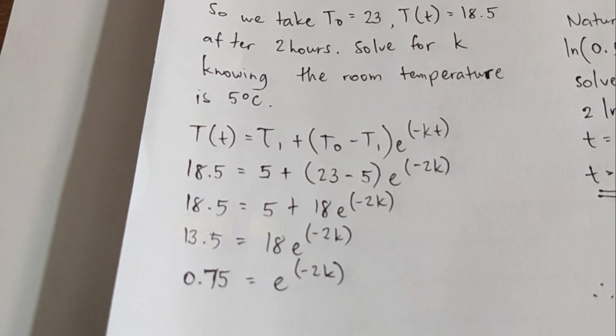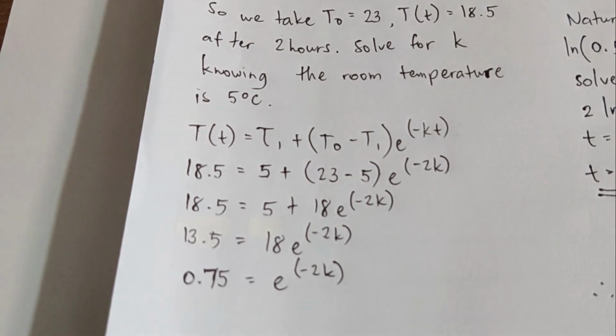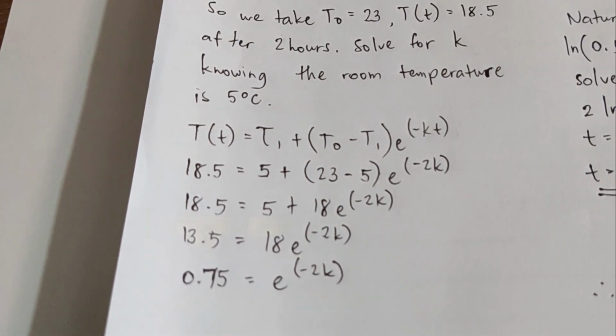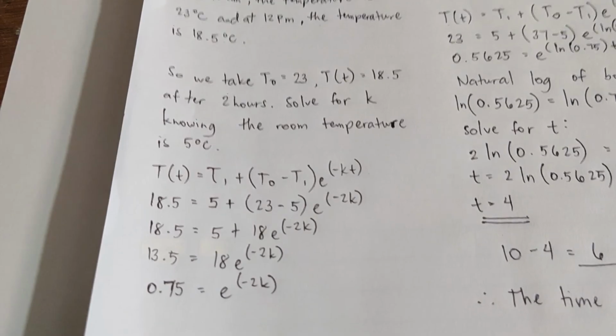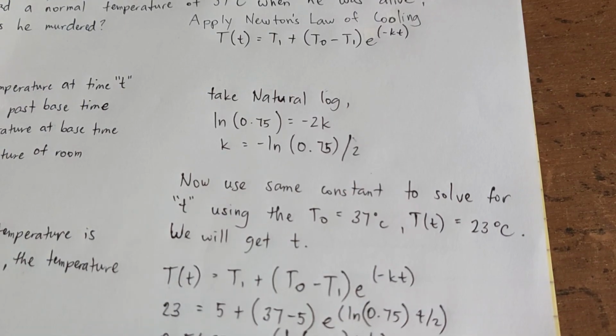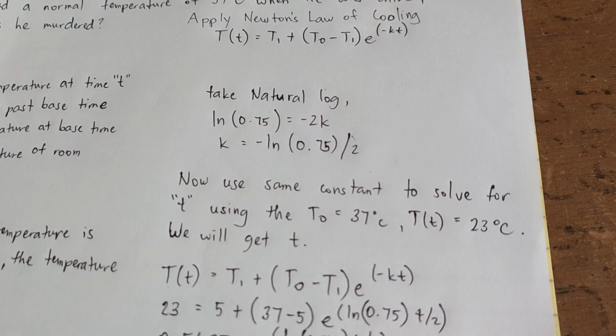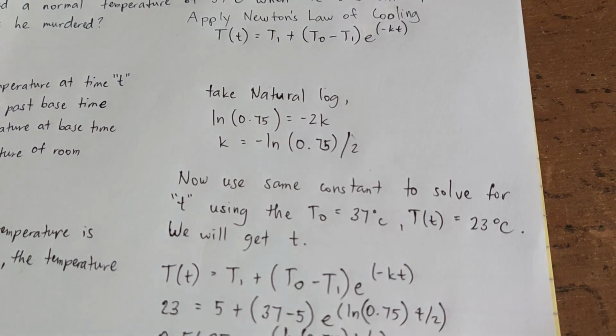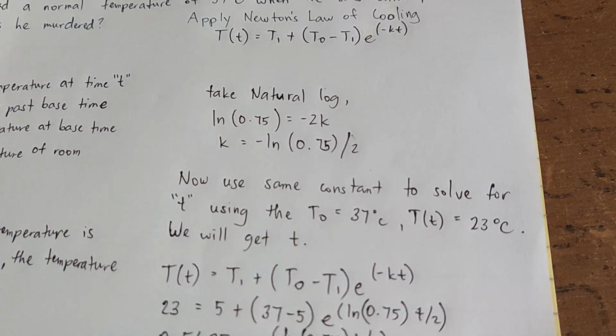Divide it by 18. 0.75 is equal to e raised to negative 2k. Take natural log. Ln 0.75 is equal to negative 2k divided by 2. k is equal to negative ln 0.75 over 2.